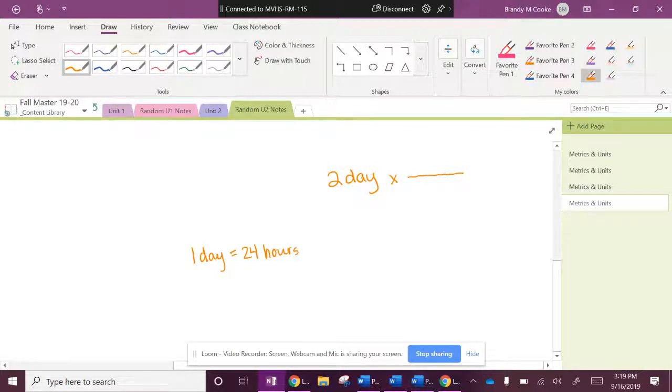So this is my equality. This is what I call my equality, E-Q-U-A-L-I-T-Y. And we know it's an equality because there's an equal sign there. This equals that one day is the same as 24 hours.